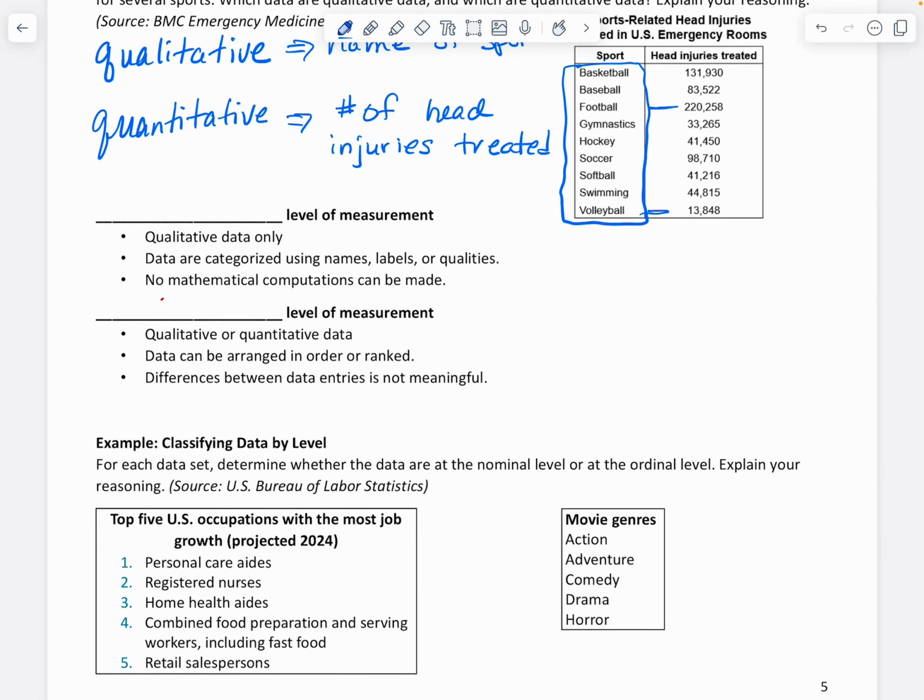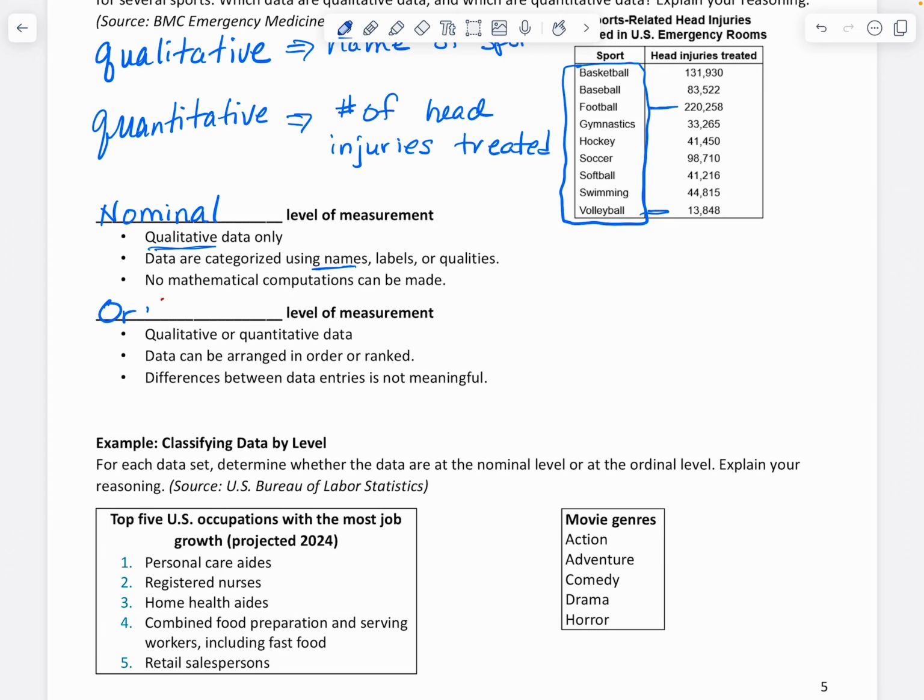We also have some levels of measurement, different ways we can measure this data. The first one is nominal. Nominal level of measurement is qualitative only. It is your one that only talks about qualities of the data. We can categorize it using names like we did with the name of the sport. You can use labels, you can use different qualities, but you cannot do any mathematical computations. Again, that makes sense. You're not going to add basketball and baseball and come up with a new sport. That's not how that works.